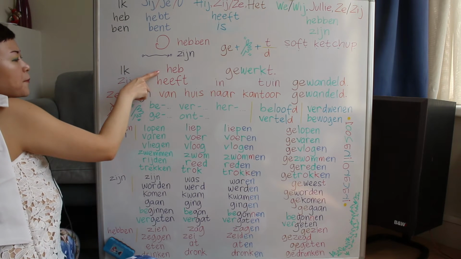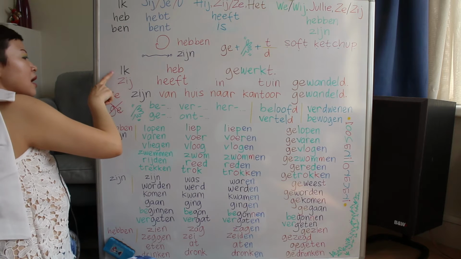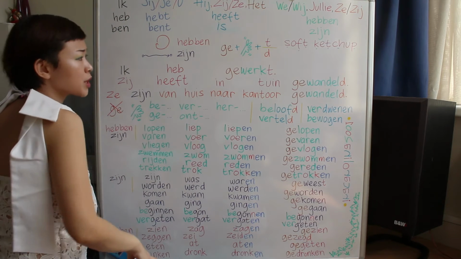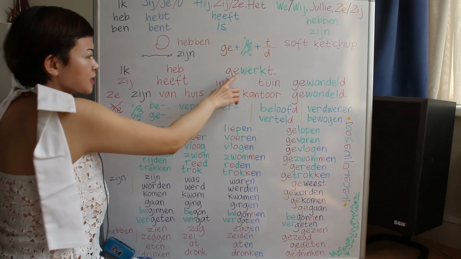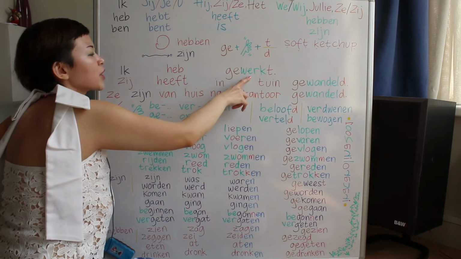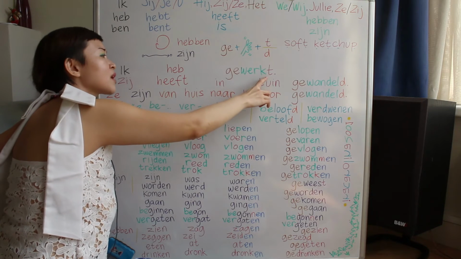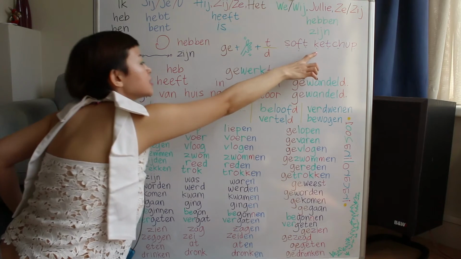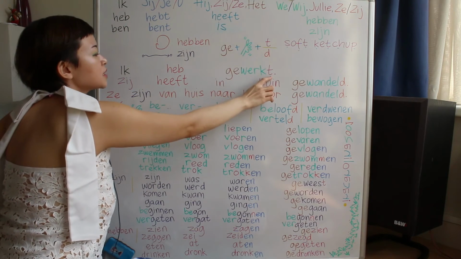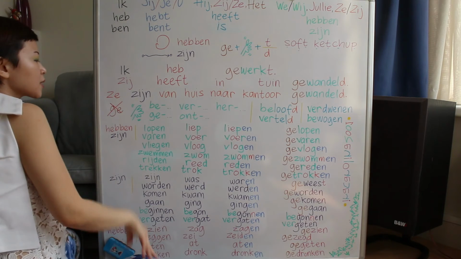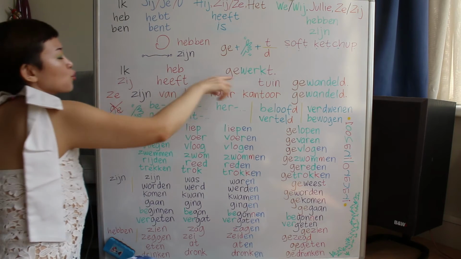Ik heb, I have, gewerkt, worked. Ge, and then werk. We see here, werk ends with the letter K. That's why we put the T at the end. Gewerkt, work. I have worked.